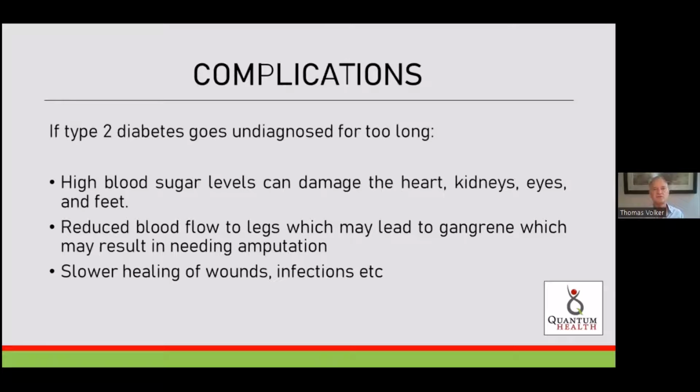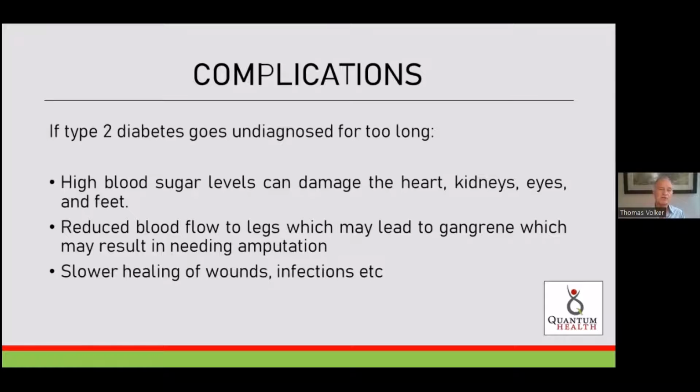Complications of type 2, if it's not diagnosed and not treated correctly, the high blood sugar levels can damage the heart, kidneys, even the eyes, that you start becoming blind, and feet. The reduced blood flow to the legs, which is a consequence of living with a diabetes that is not treated. And this reduced blood flow may lead to gangrene.